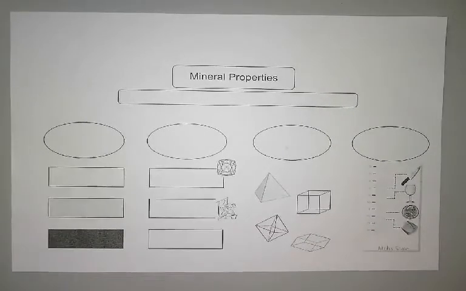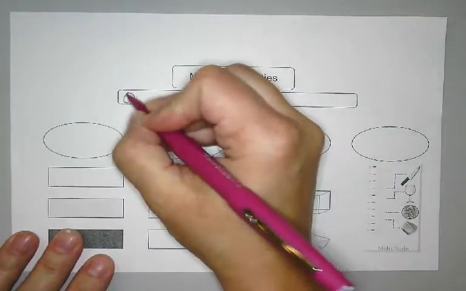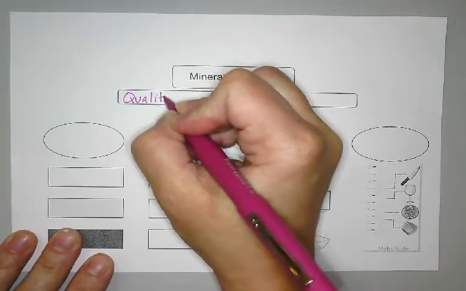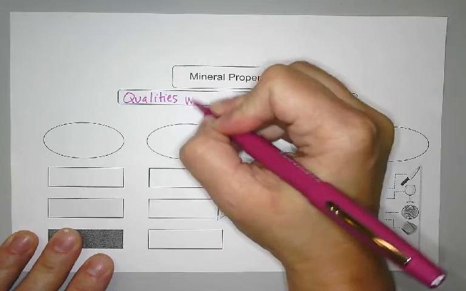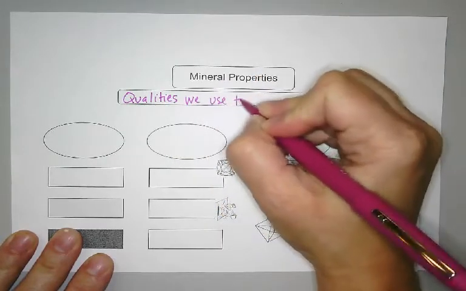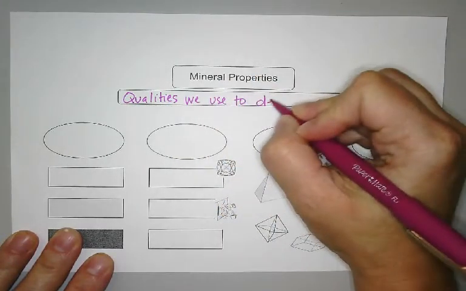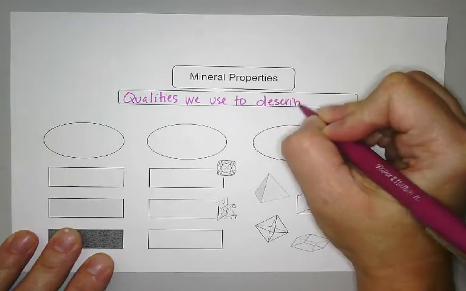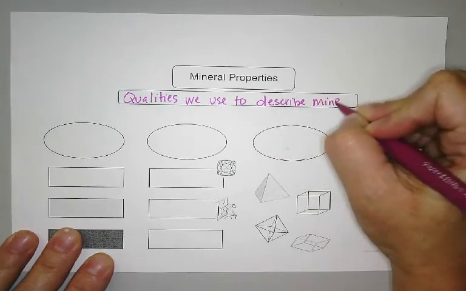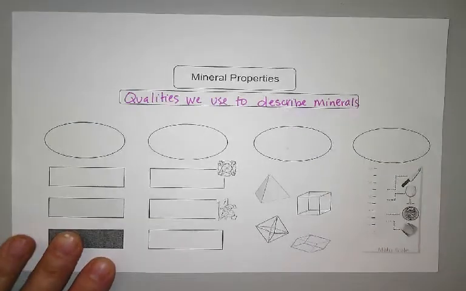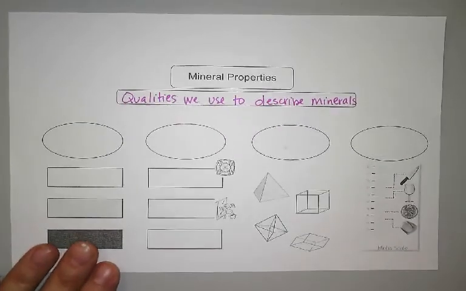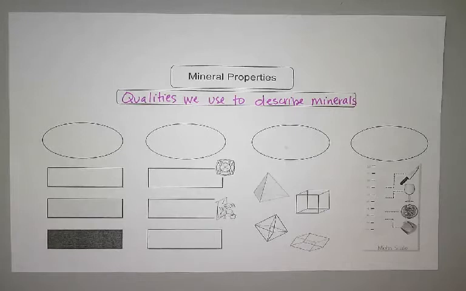All right, so our mineral properties are the qualities we use to describe minerals. Now, unlike the 5 characteristics of all minerals that all minerals have in common, the mineral properties are often different from one mineral to the next. So we have 4 properties we're going to focus on and you'll be responsible for knowing about.